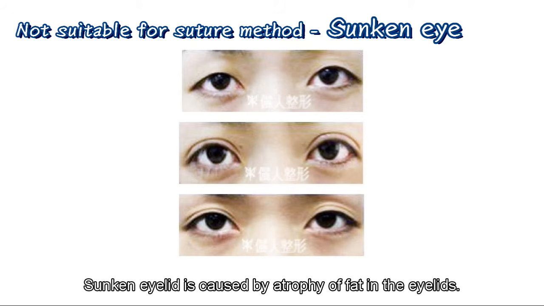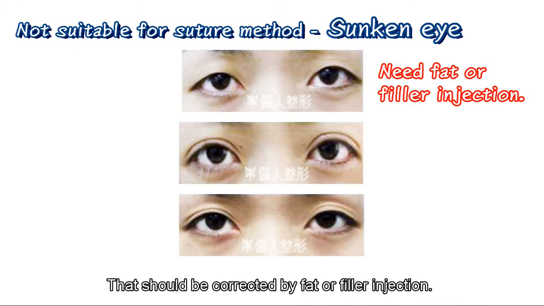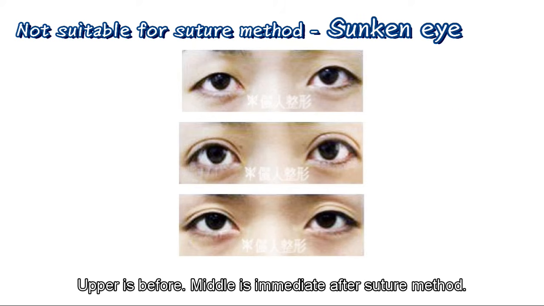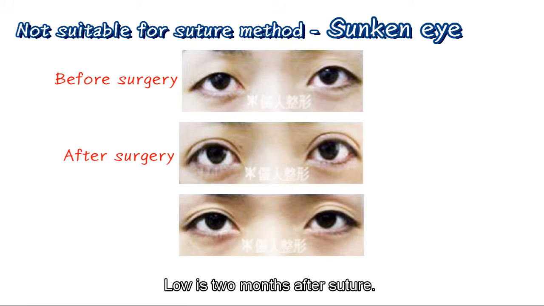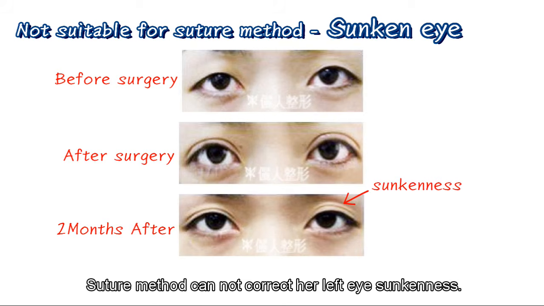Sunken eyelid is caused by atrophy of fat in the eyelid. It should be corrected by fat or filler injection. Upper is before, middle is immediately after suture method. Low is 2 months after suture. Suture method cannot correct her left eye sunkenness.